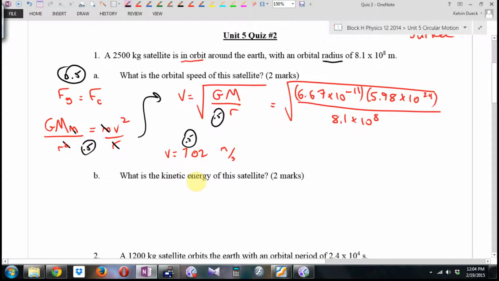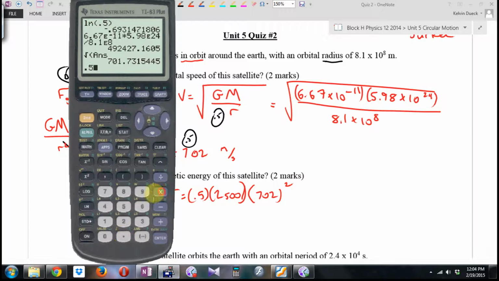Oh, what's the kinetic energy? It's going to be a half mv squared. And conveniently, I just found v on my calculator. It's going to be a half, 2500, 702 squared. Wow, 6.16 times 10 to the 8. Is that right?